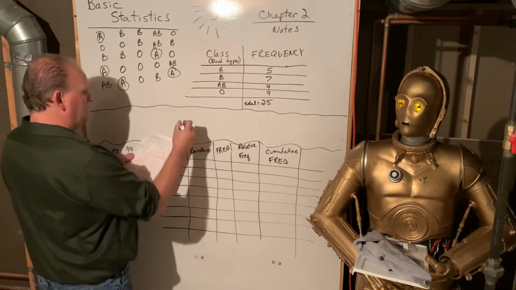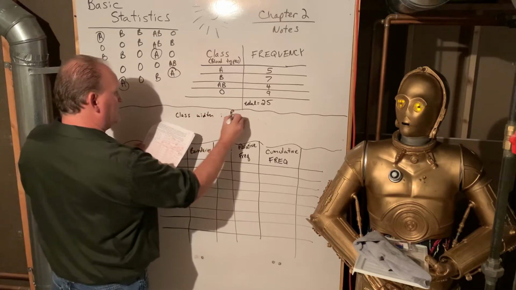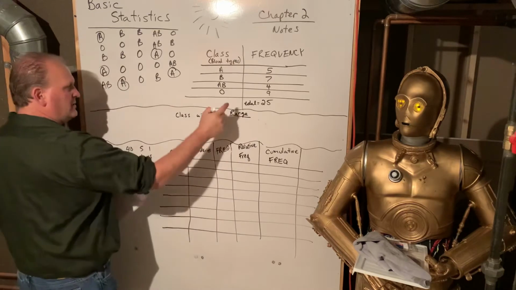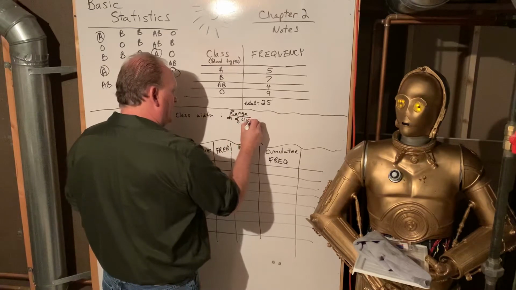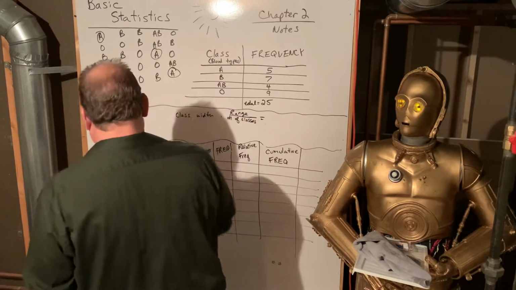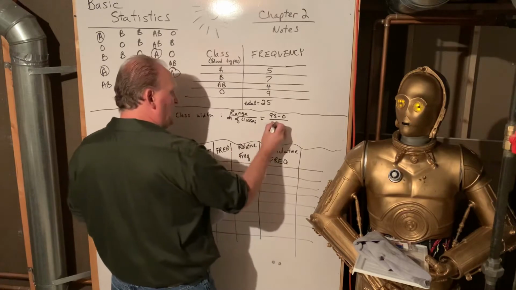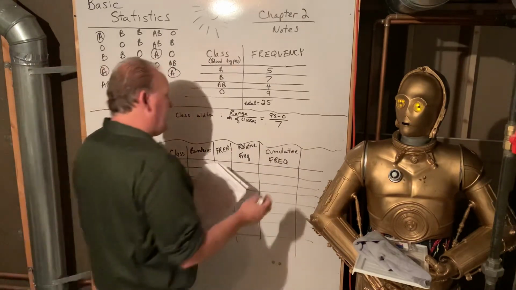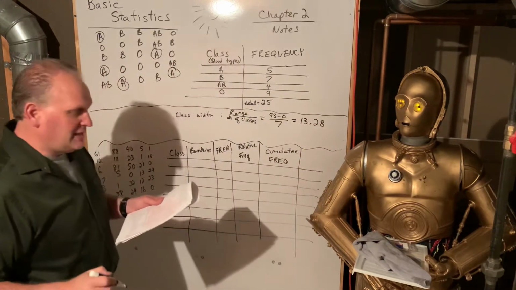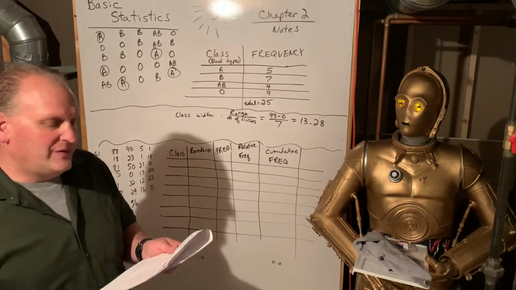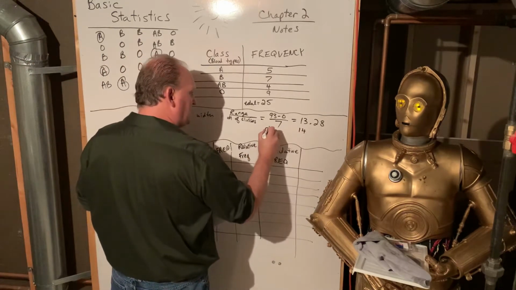So let's take a look at class width. The first thing we do is we find the range, which is just the biggest number minus the smallest number. We divide that by the number of classes desired. So in this case, it goes from 0 all the way up to 93. So 93 minus 0 on the top, and they want 7 classes on the bottom. So that works out to be 13.28. Well, we're not going to use 13.28 for a class width. Always round that up to the next integer, so the next whole number, 14. So that's going to be our class width.